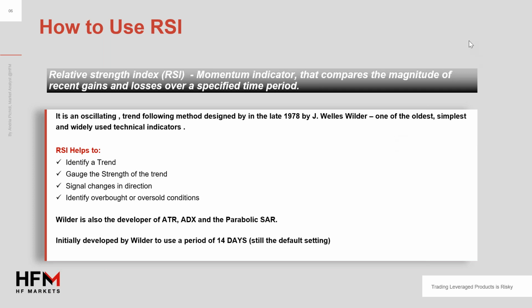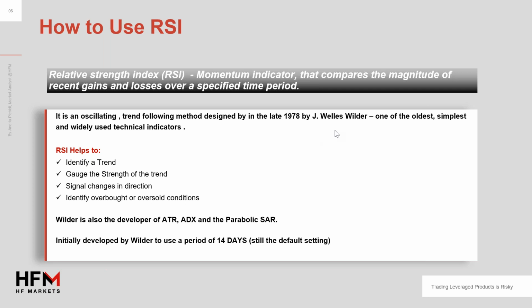So yeah, that's why, other than that, you can name it as a momentum indicator. You can name it also as an oscillator because it's a trend following indicator, right?